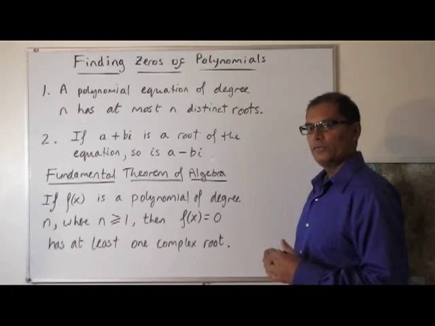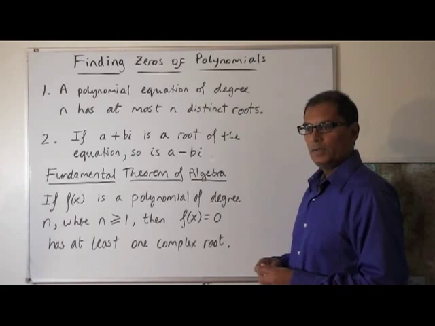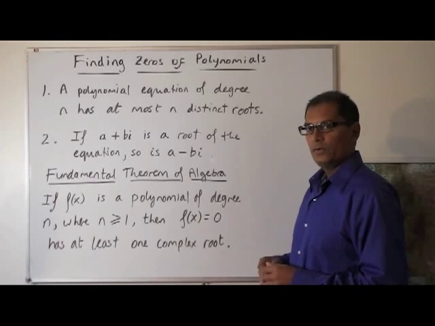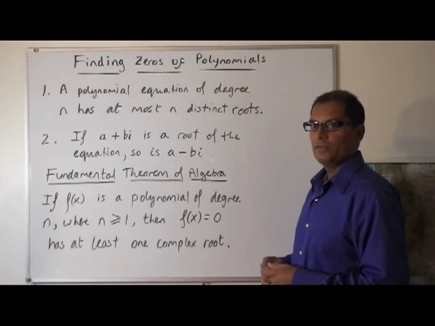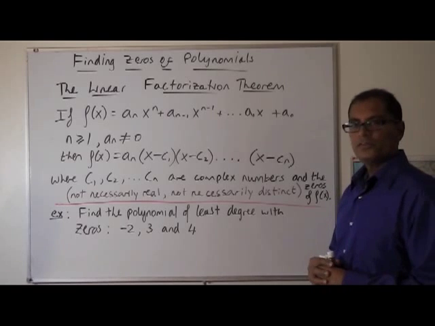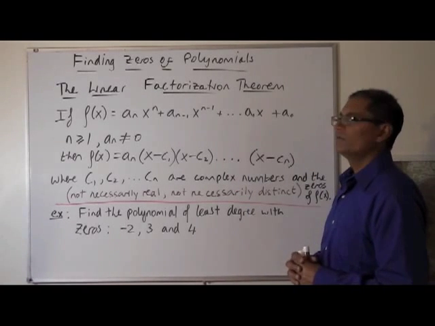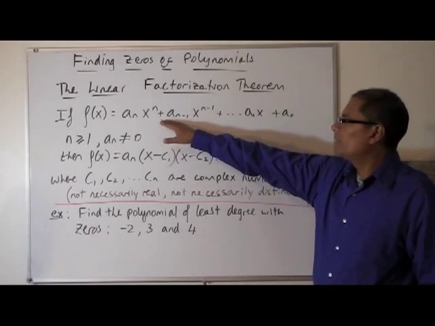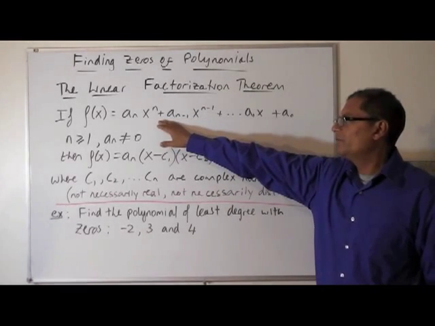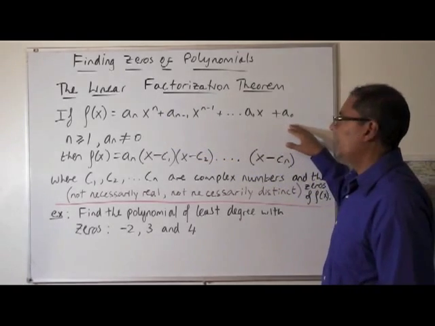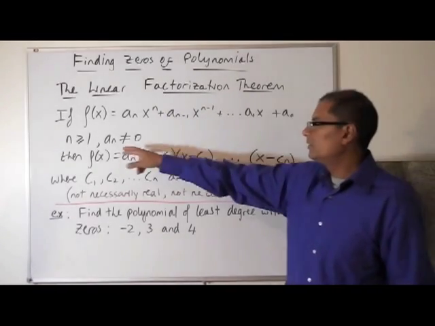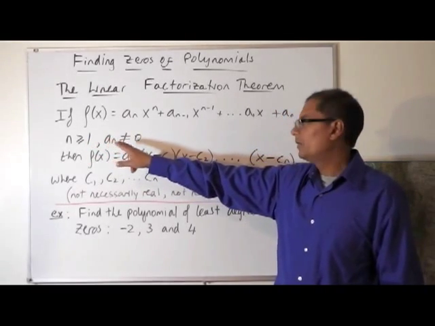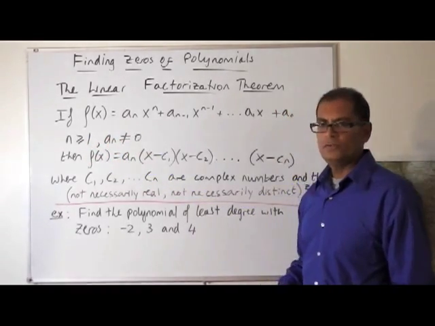And it also brings us to another theorem called the linear factorization theorem. The linear factorization theorem, which is the result of the fundamental theorem of algebra, tells us if I have a polynomial of degree n, a_n times x to the n, and so on to a naught. Remember, n is greater than or equal to 1. That's my degree is greater than or equal to 1, and a_n, the lead coefficient, is not 0.